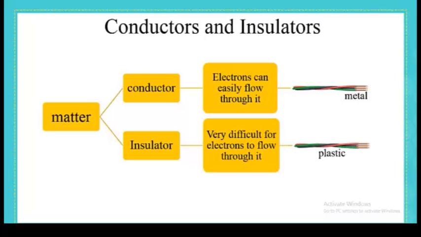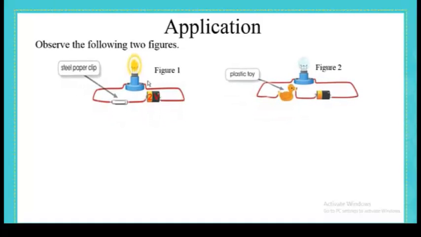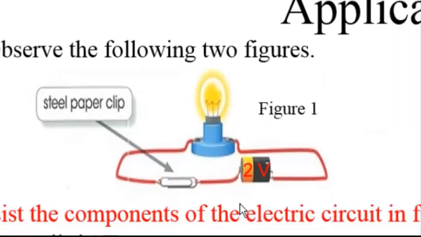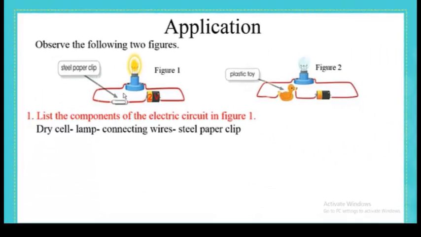Now it's time to make an application on all the previous objectives. So we have these two figures, two electric circuits. Check them well, pause the video, and then starting with the first question, you have to list the components of the electric circuit in figure 1. Start writing your answers. Yes, we have the dry cell, we have the lamp, connecting wires, and the steel paper clip.